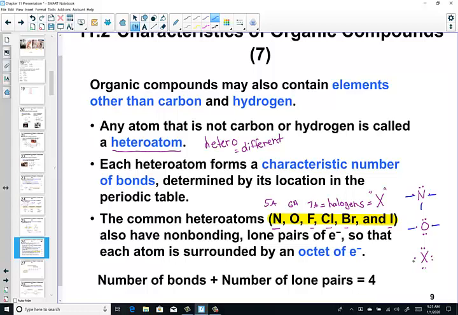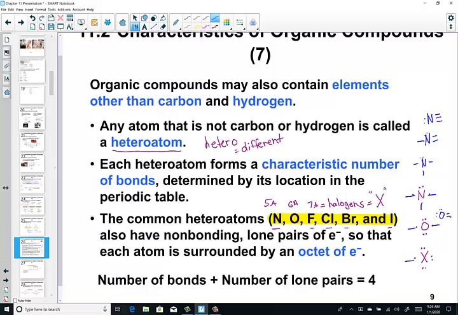Now remember, forming 3 bonds for nitrogen could be 3 single bonds, or a double and a single, or a triple bond. All of those meet the requirement of having 3 bonds. Same for oxygen. If oxygen needs 2 bonds, it could be both singles, or oxygen can also form a double bond and still fill its octet.